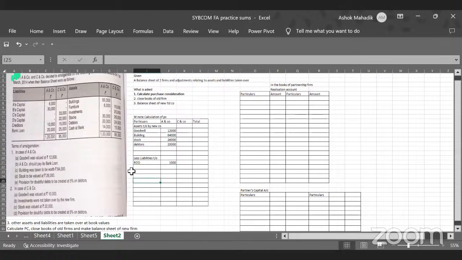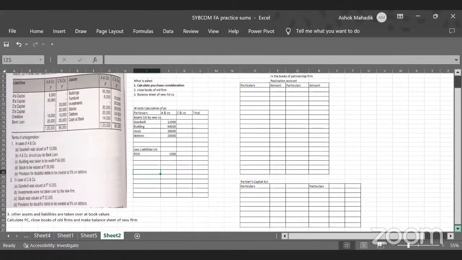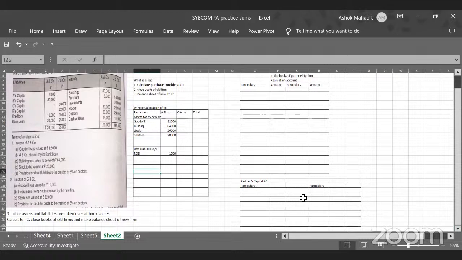Now, what about C and company? What does it say? In case of C and company, it says goodwill was valued at rupees 10,000. So against goodwill in C and company, I'll write 10,000. This sum is very similar to your conversion sum. Calculation of PC, closing books of old firms, the procedure is exactly the same.